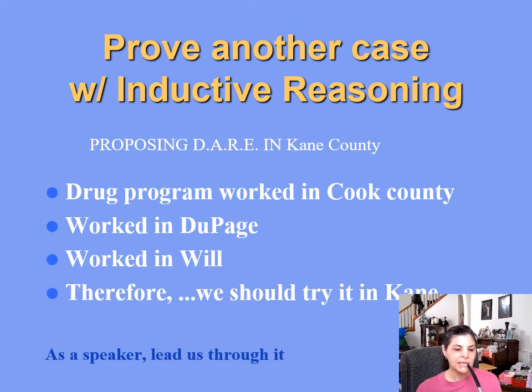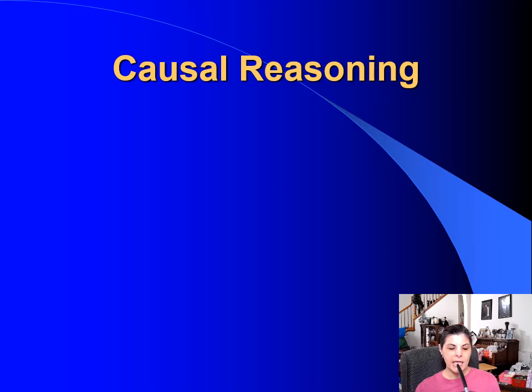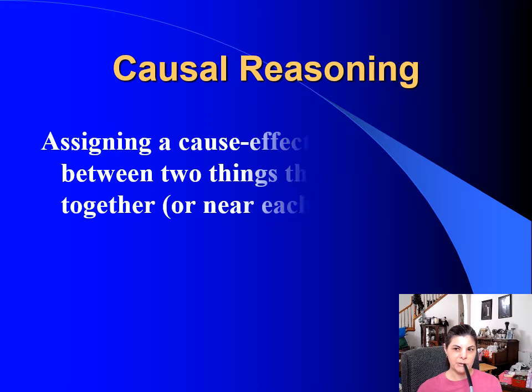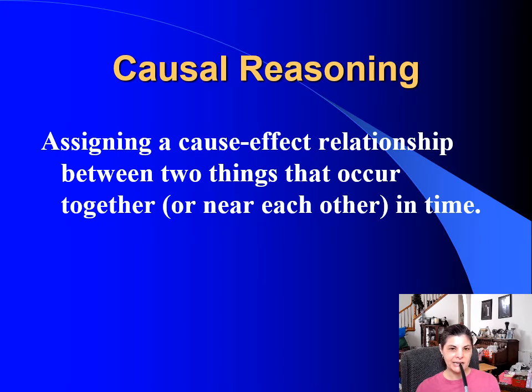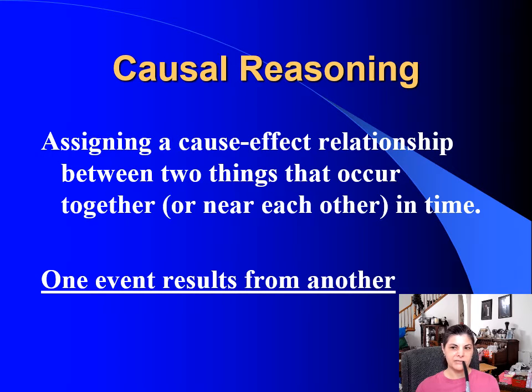So as a speaker, lead the audience through the information as you present your specific information in the cases. Another type of reasoning is causal reasoning. And just like the name implies, it is assigning a cause-effect relationship between things. When 2 things occur near each other in time, if you then claim that one caused the other, you're using causal reasoning. It's saying one event results from another.